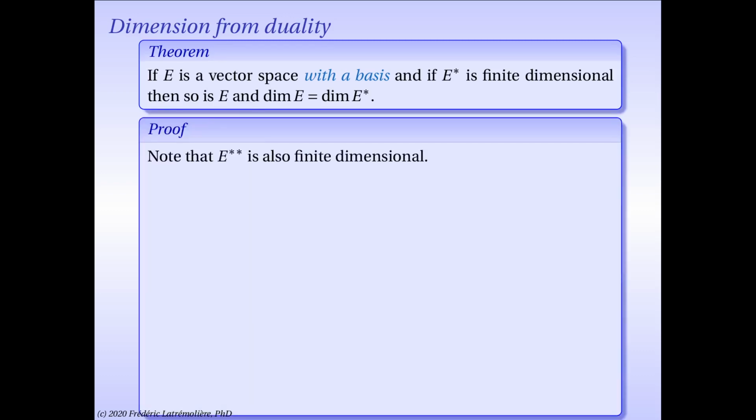So let's prove this result. First, observe that the bidual of E is also finite dimensional since it is a dual of the dual of E, and the dual of E is assumed to be finite dimensional. Also note that the map J we saw on the previous slide still makes sense. It is still a map from E to its bidual, though now I do not know a priori that this is injective or surjective.